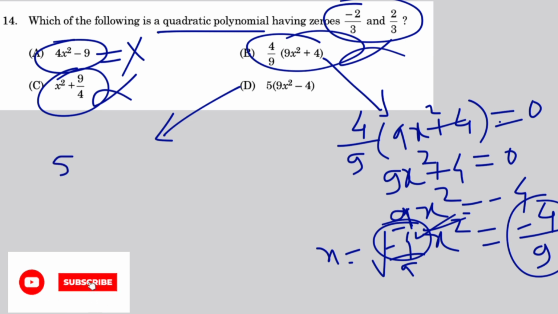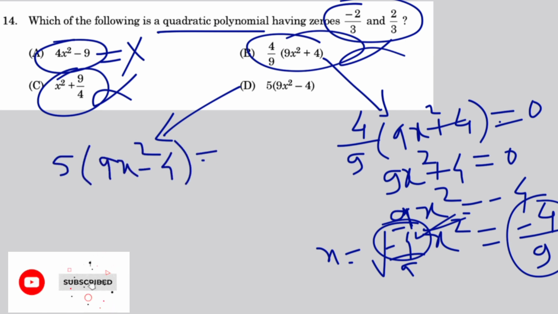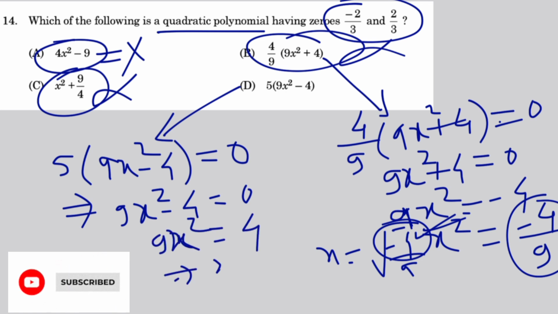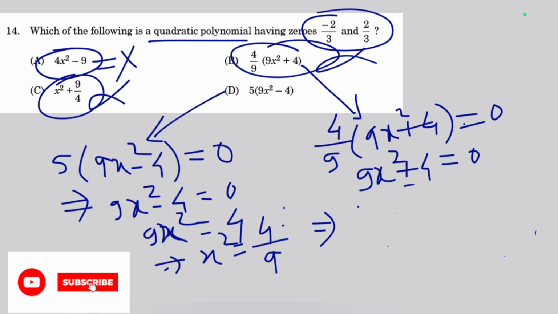Now we will see this. What is here? 9x square minus 4 equal to 0. I will again equate it to 0, so it will become 9x square minus 4 equal to 0. So it will become 9x square equal to 4. Now I will get the value, that is x square equal to 4 by 9.